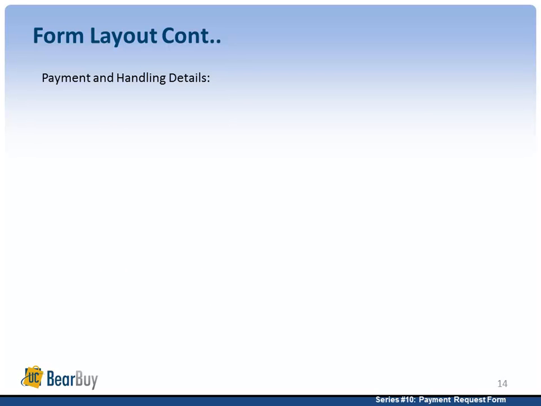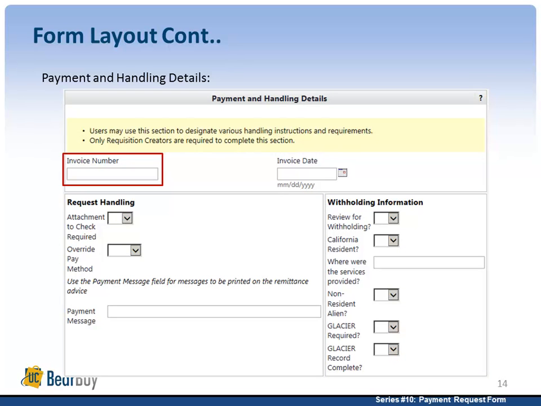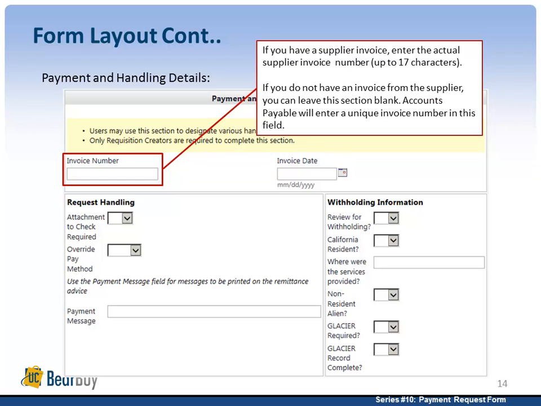The last section on the payment request form is the payment and handling details section. This is a section where you'll enter the invoice number. If you have a supplier invoice, enter the actual supplier invoice number. You could enter up to 17 characters. If you do not have an invoice from a supplier, you can leave the section blank.